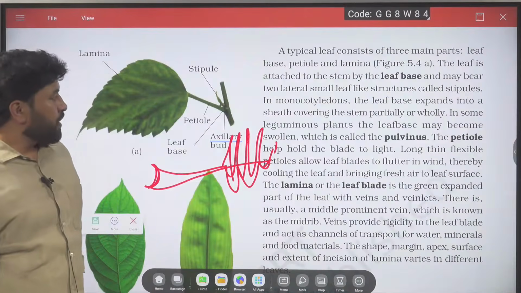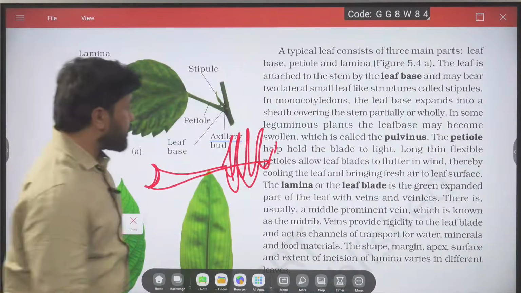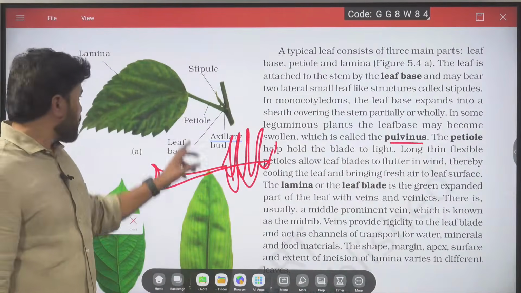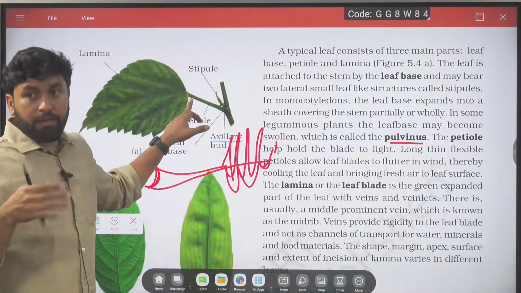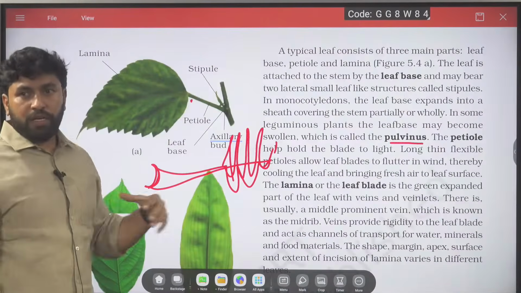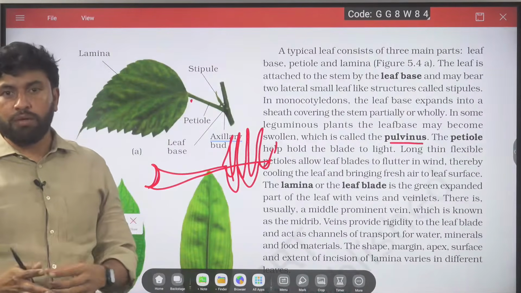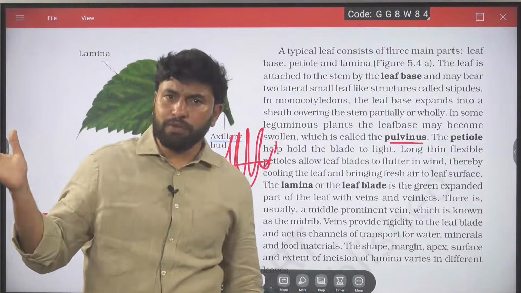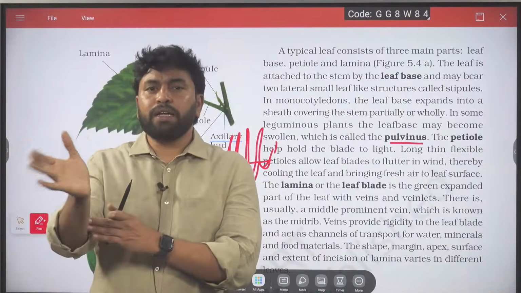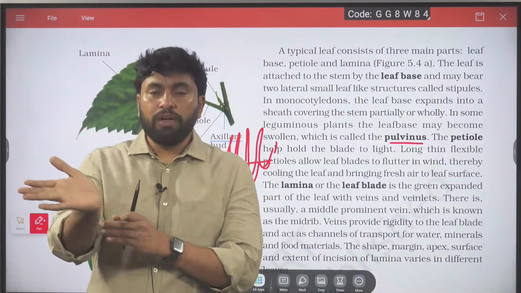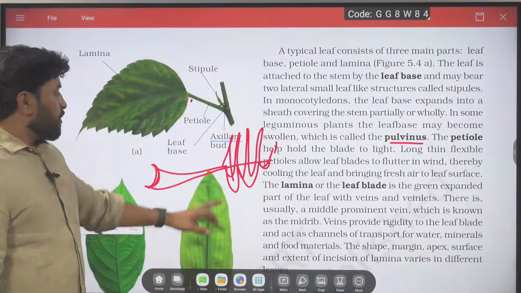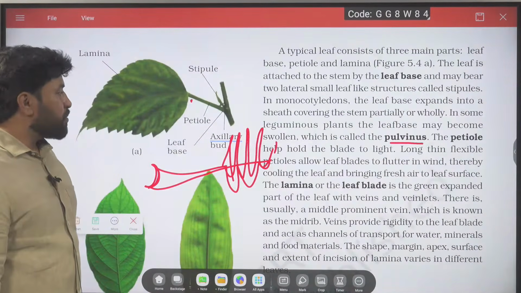In legumes, plant leaf bases may become swollen. That's called pulvinous leaf base. The petiole will help the leaf blade to expand in the air, so that the leaf will always be cooled, because a leaf continuously exposed to the sun may get heat. That heat should be cooled down. For that, the leaf blade needs to wave, and in order to wave, the leaf petiole is very helpful. The leaf flutters in the wind, thereby cooling the leaf surface and bringing fresh air.